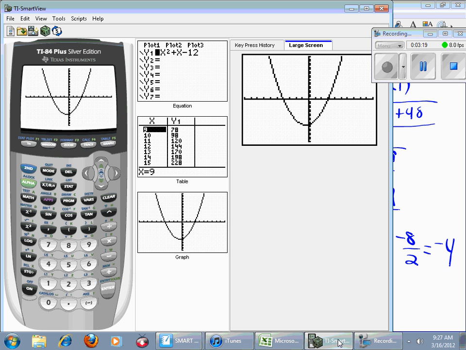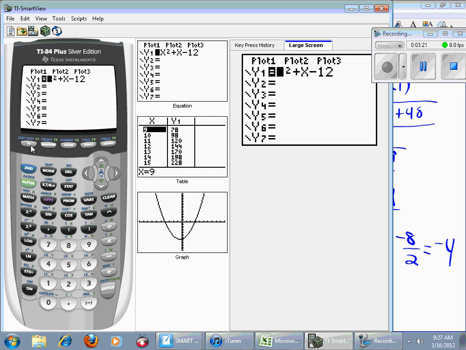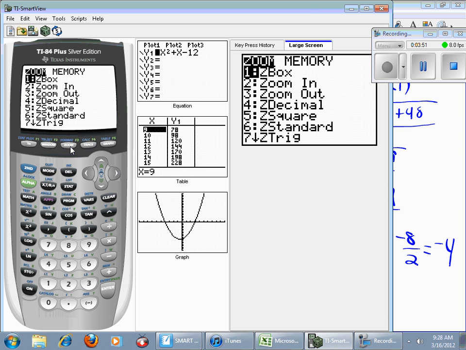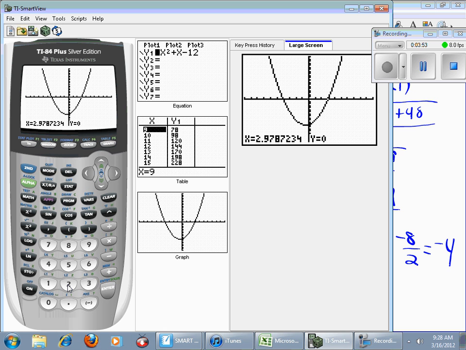And you see, right here, I have that equation, x squared plus x minus 12, right? And when I hit the graph, I get that image that you can see there. Now watch this. I'm going to trace it. Look at that. I'm right on the x-axis. And it looks like the x-coordinate is 2.9787234, and the y is negative 0.1484835. You know what? I'm going to zoom in on that point and see.